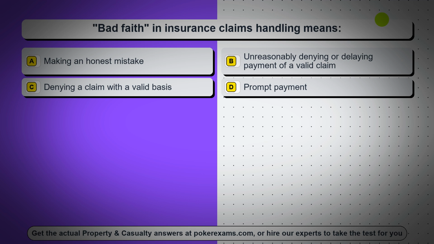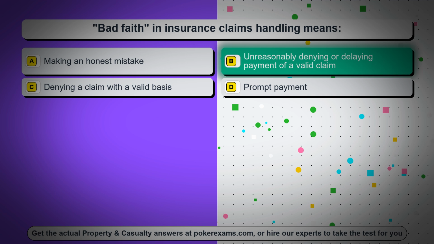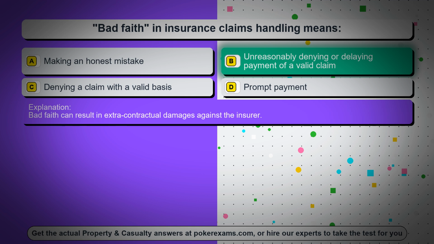Option A, making an honest mistake. Option B, unreasonably denying or delaying payment of a valid claim. Option C, denying a claim with a valid basis. Option D, prompt payment. The correct answer is option B, unreasonably denying or delaying payment of a valid claim. Bad faith can result in extra-contractual damages against the insurer.